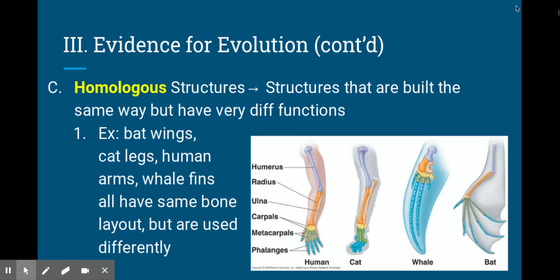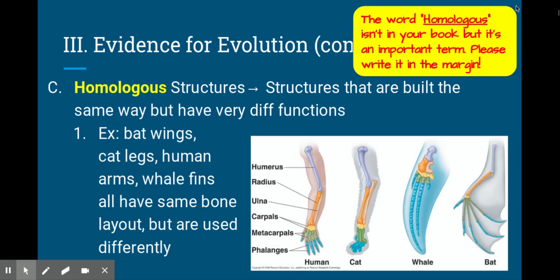There's another example that I kind of alluded to before. It's called homologous structures. And again, that term homologous is not in your book, but it is important. Homologous structures are just those structures that we can see that are very, very similar from one species to the next. A good example of this are the forelimbs in any mammal.